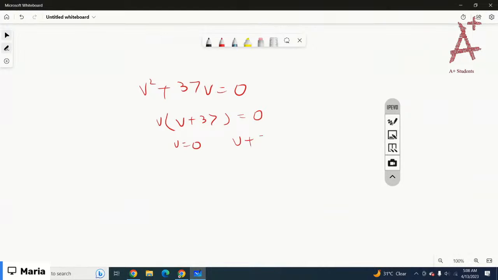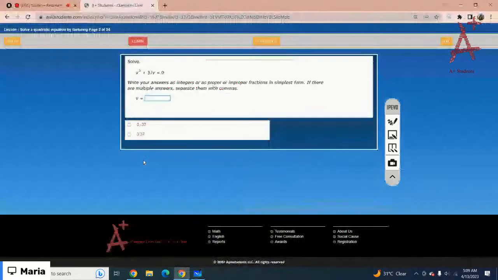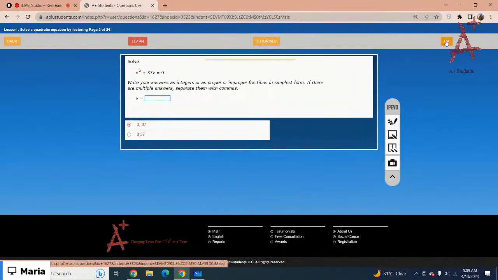It would be v equals 0 and v plus 37 equals 0. So v has two values, 0 and negative 37. Got it? So it would be 0 and negative 37. Option number 1 is the correct option. Okay.